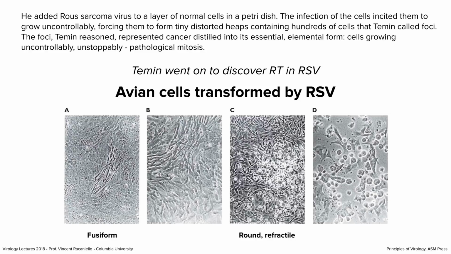So Temin reasoned that he could study this and figure out what was going on. And he was absolutely right. So he started this entire field. Temin went on to discover reverse transcriptase, and he used Rous sarcoma virus.